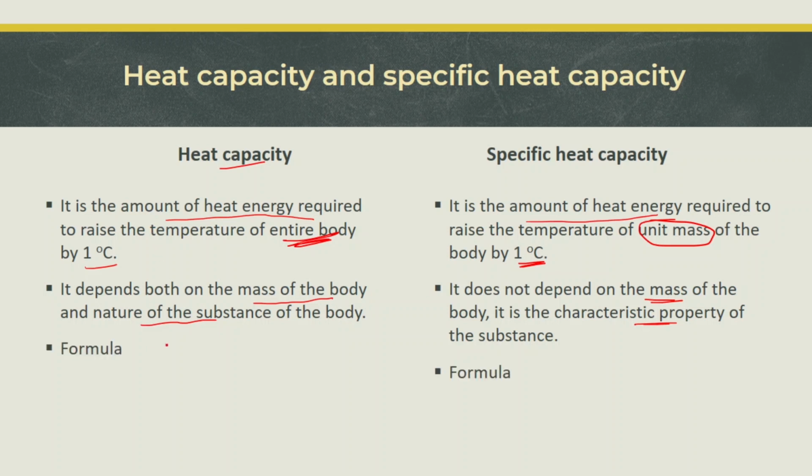Let us check out their formulas. Heat capacity is nothing but the amount of heat absorbed per unit change in temperature. And for specific heat capacity, we have amount of heat absorbed per unit mass per unit change in temperature. SI unit of heat capacity becomes joule per Kelvin or joule per degree Celsius. You can also have calorie per Kelvin or calorie per degree Celsius. For specific heat capacity, we have joule per kg per Kelvin or joule per kg per degree Celsius. Kg can also be in grams and heat can also be expressed instead of joule in calories.